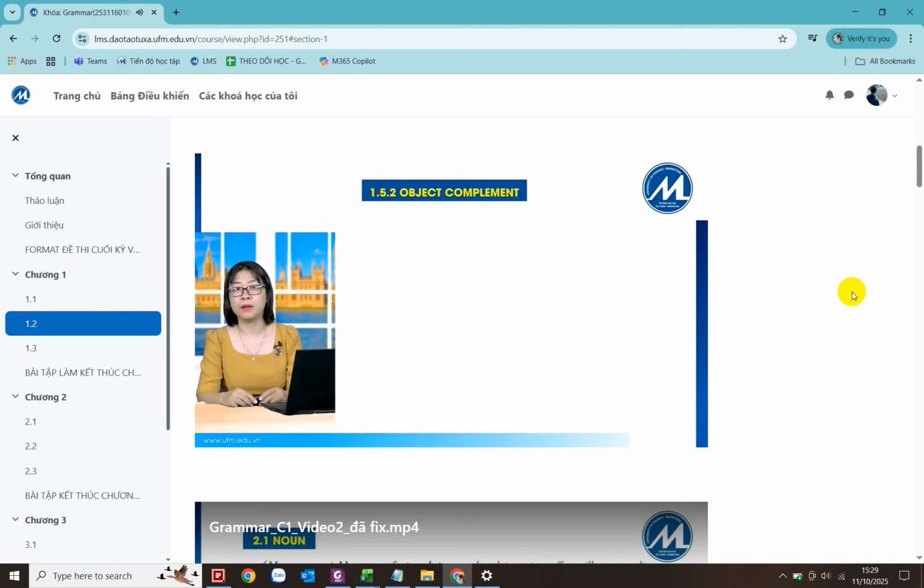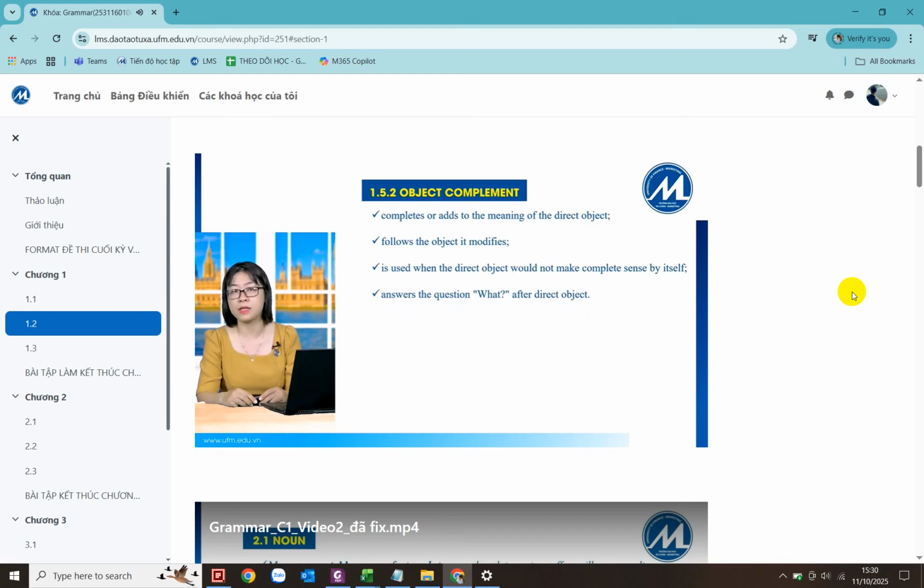How about object complement? Object complement completes or adds to the meaning of the direct object. It follows the object it modifies. An object complement is used when the direct object would not make a complete sentence by itself, and it answers the question what after the direct object.